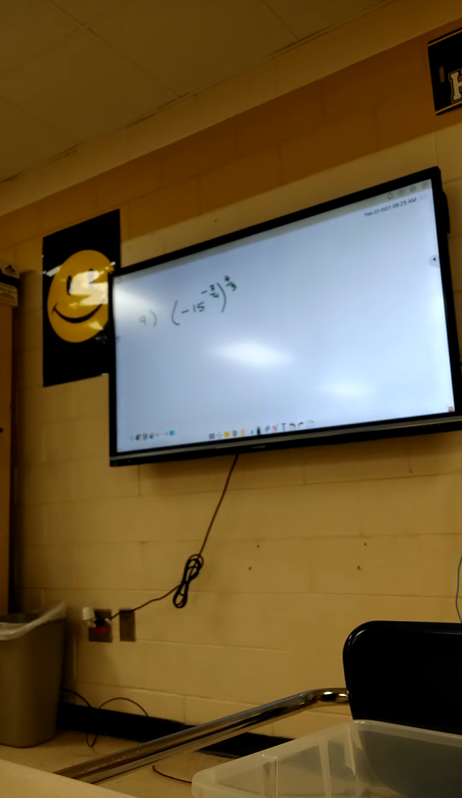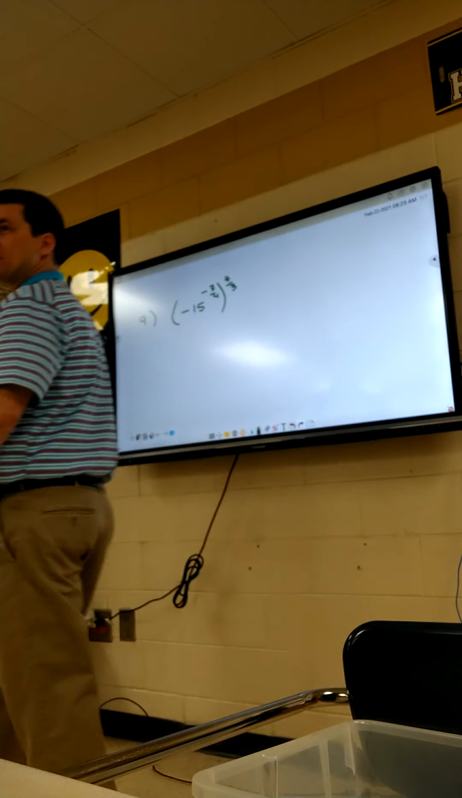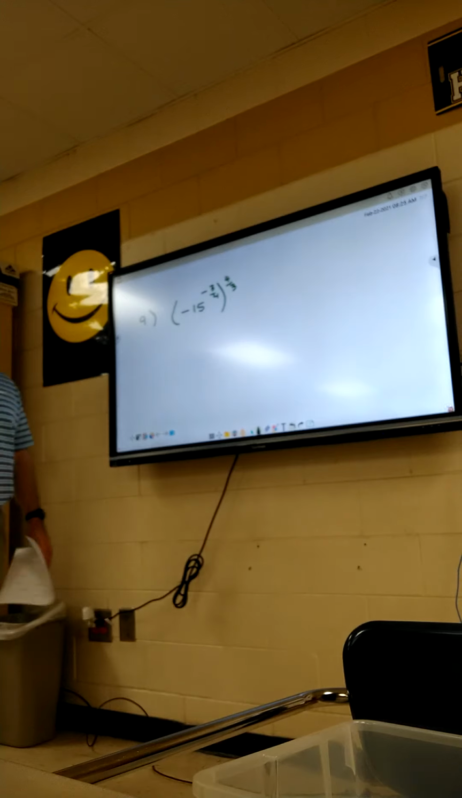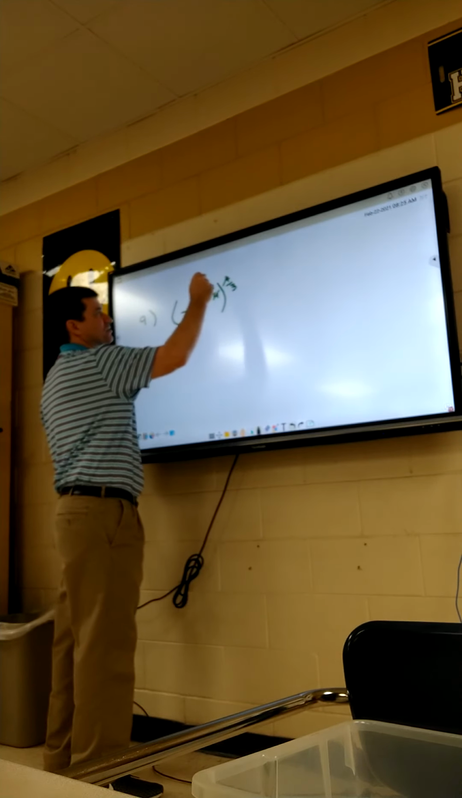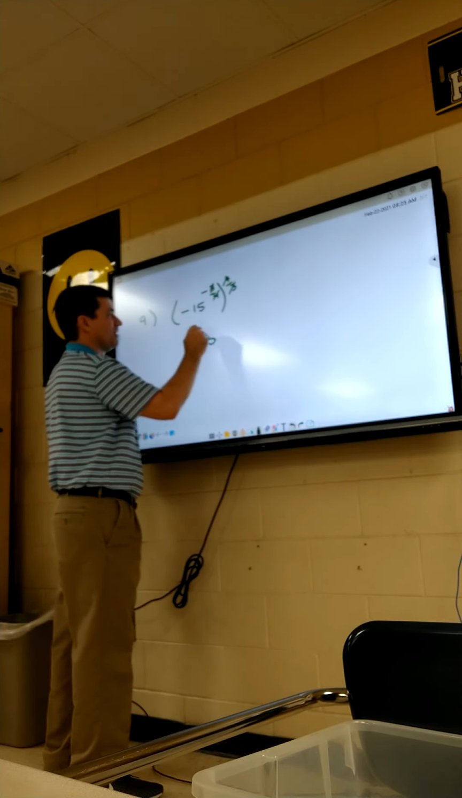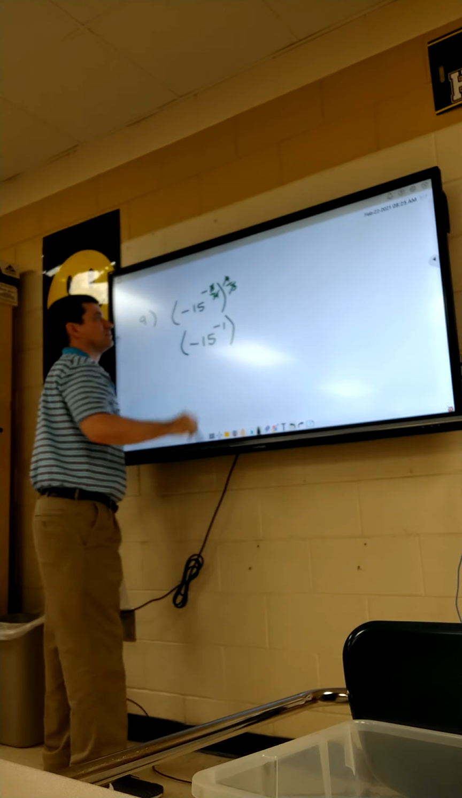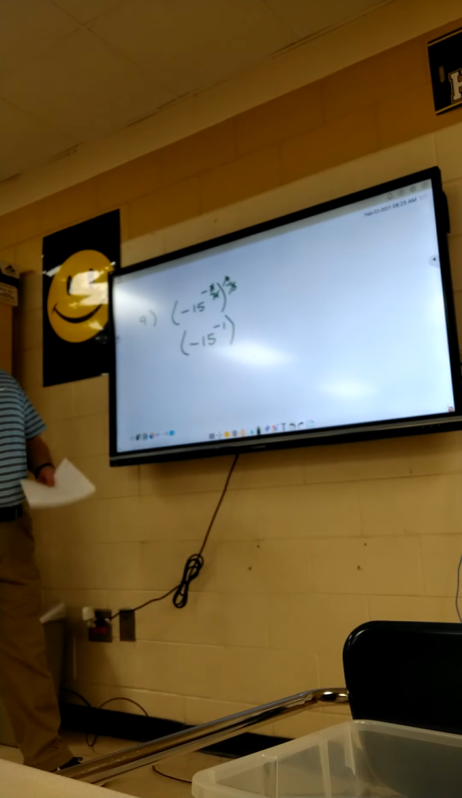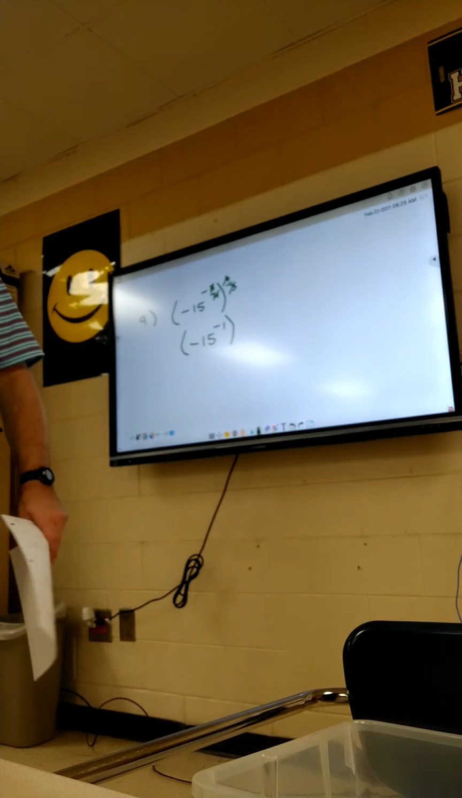Okay. You guys see a shortcut on this one we can do? I think I see a shortcut. Cancel out the fraction. Yeah, won't these 4s cancel and these 3s cancel? So it's really negative 15 to the negative 1. Let's type that in and see what we get.